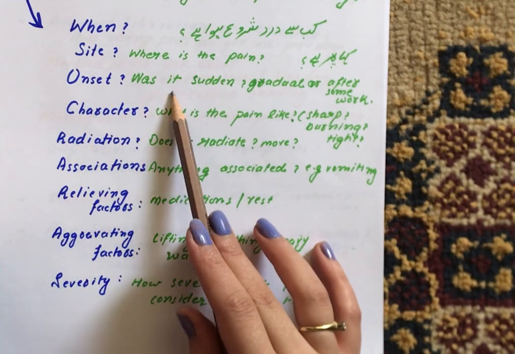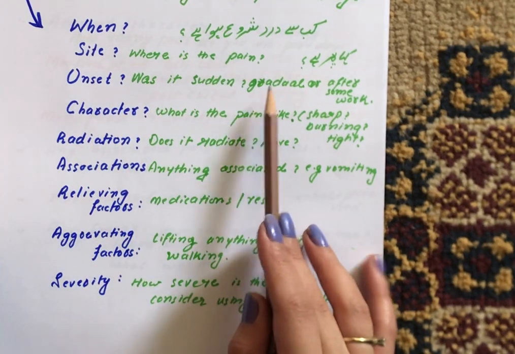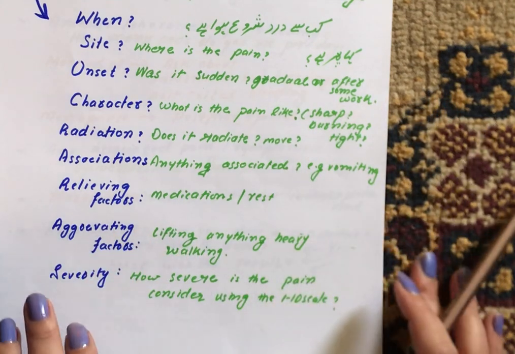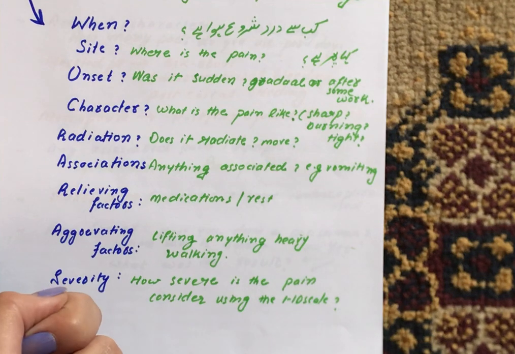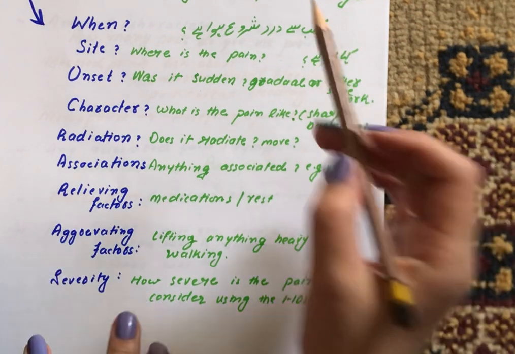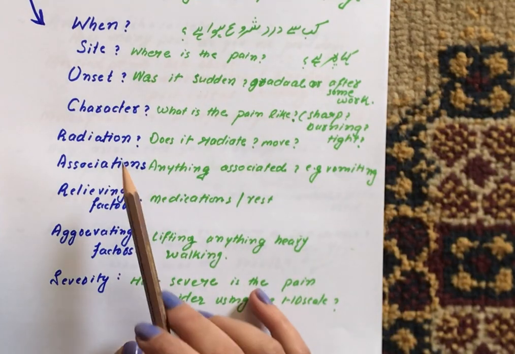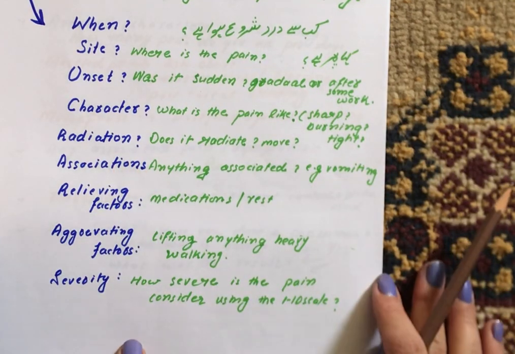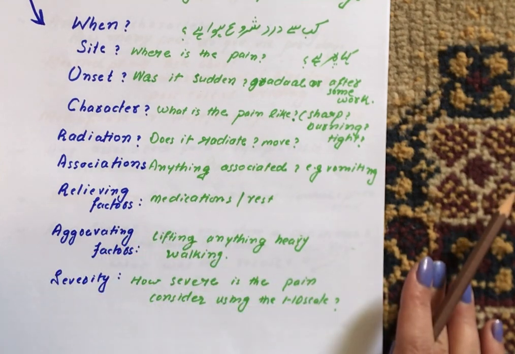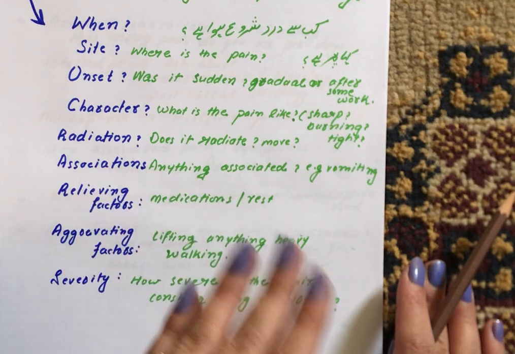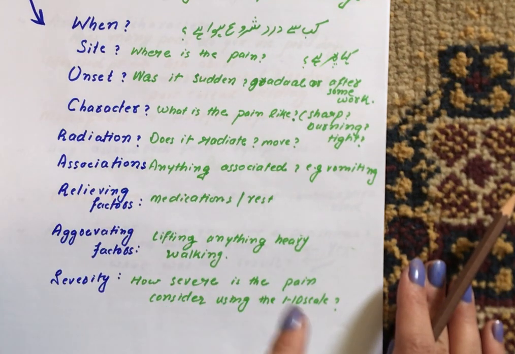Onset, was it sudden, gradual, or did it start after a fall, or after she lifted something heavy. Okay, we are considering pelvic pain here. Radiation, does it radiate or move? For example, the pelvic pain she has, does it radiate to her back? Association, is there anything associated with the pain? For example, vomiting or pelvic discharge.